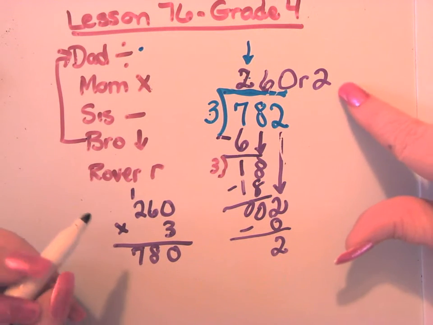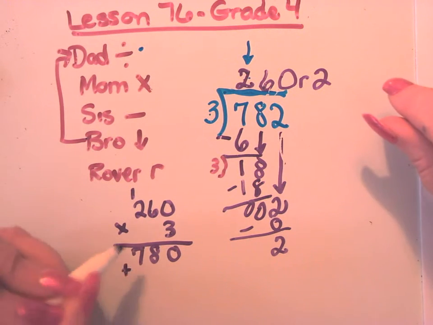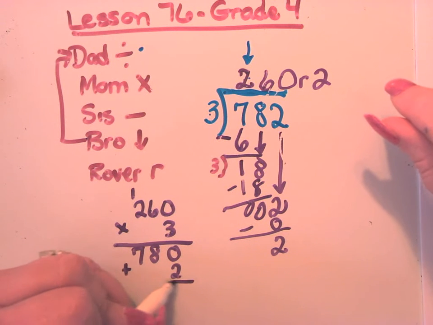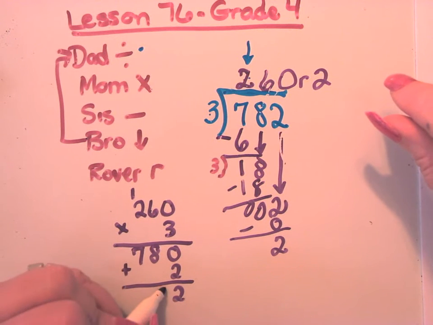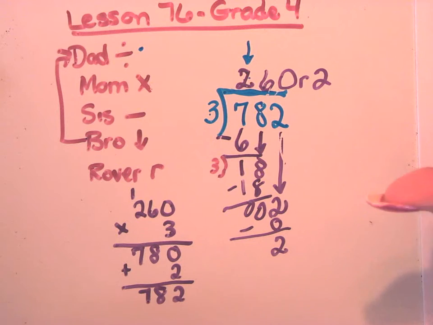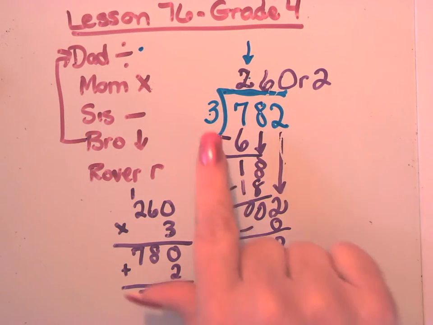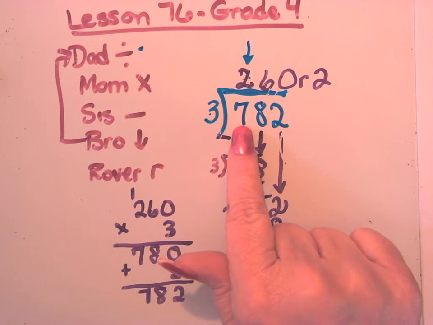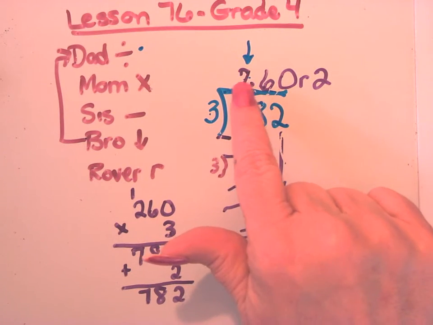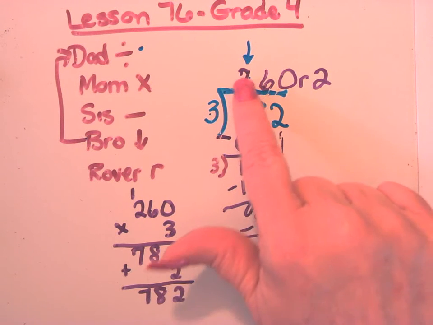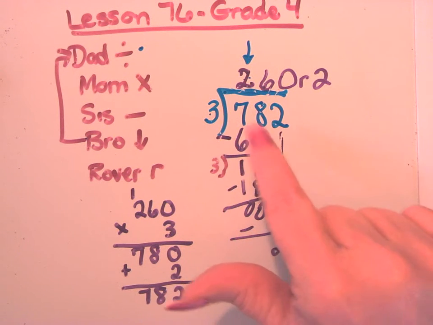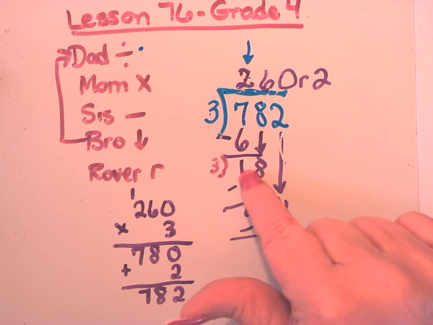Now, Rover got the leftover, so we can't forget to add him in. We add him in, and we get 782. Okay, so we can go through that process again. We'll just take another look at that process. All right, so we said how many 3s can we get out of 7? 2. 2 times 3 is 6. Roof times the door ends up on the floor. Sister, subtract, we got 1.